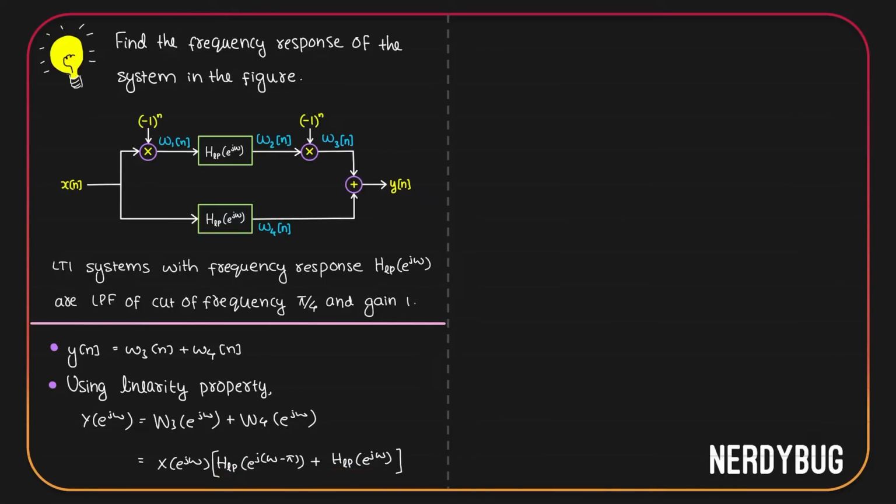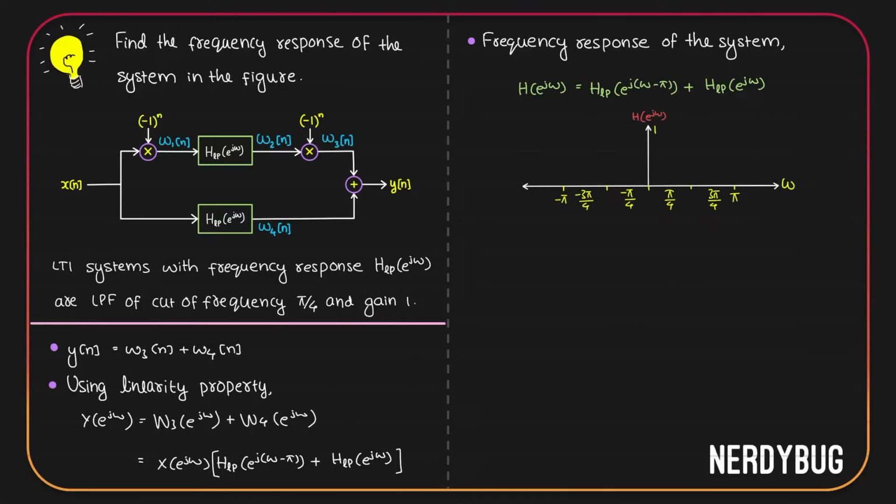But we know for any LTI system, Y of e raised to j omega is X of e raised to j omega multiplied by the frequency response H of e raised to j omega. If we compare this equation with this equation, we have Y of e raised to j omega, we have X of e raised to j omega. So this has to be the equivalent frequency response of the whole system. Let us try to plot it on a graph.